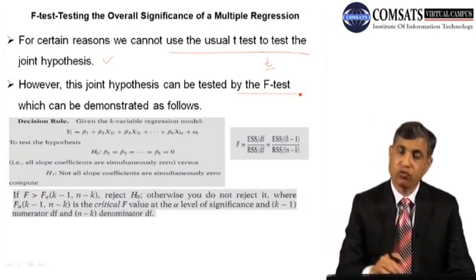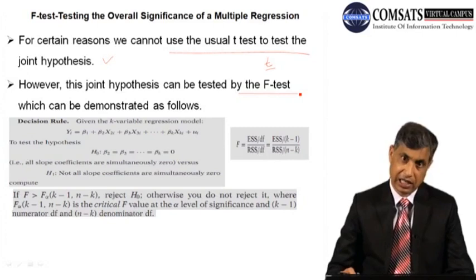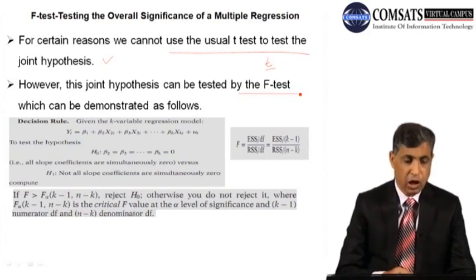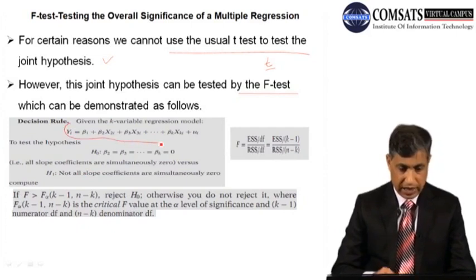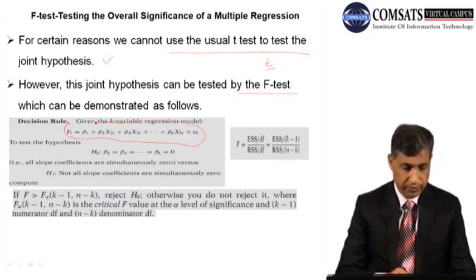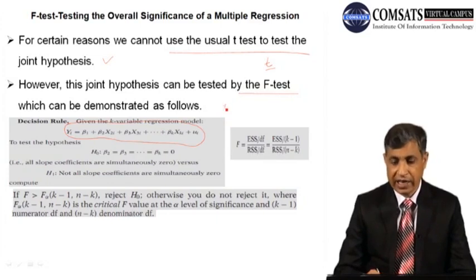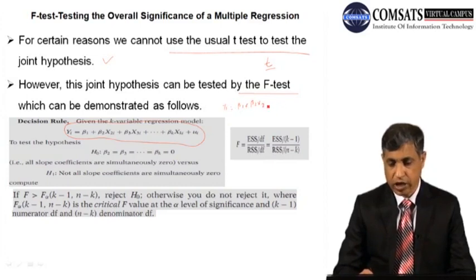I will be telling you how we form the null and the alternative hypothesis. Look at this. Given that we have this model, I will write it and explain: yi depends upon beta 1, plus beta 2 x2i, plus beta 3 x3i, and it keeps on going up to beta k xki.